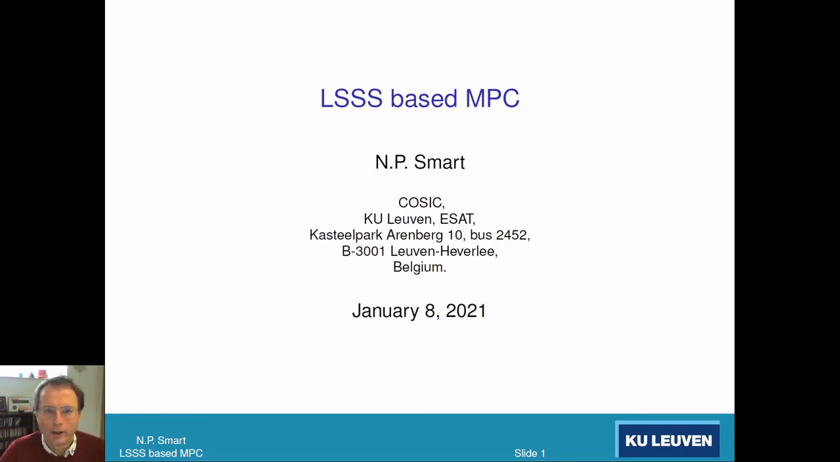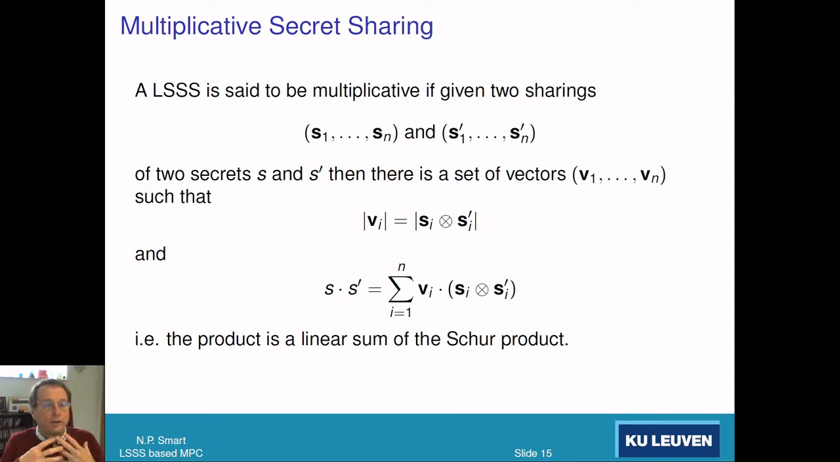What happened in the last lecture is we looked at replicated secret sharing and Shamir sharing, and we looked at what it meant for those secret sharing schemes to be multiplicative. What we're going to use now in the next few minutes is we're going to explore how the multiplicative property allows us to actually do multiplication. Recall that the scheme is multiplicative if we can represent the product of the things being shared as a linear combination of the Schur product. So that's what multiplicative meant.